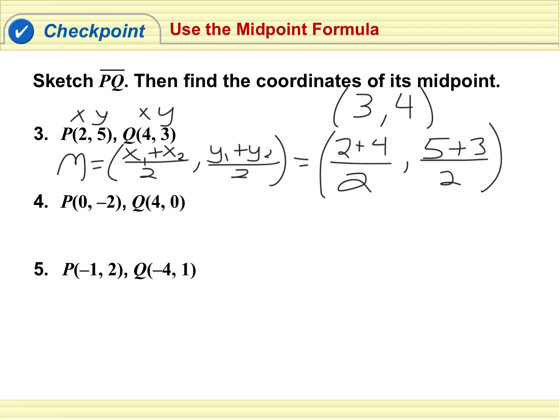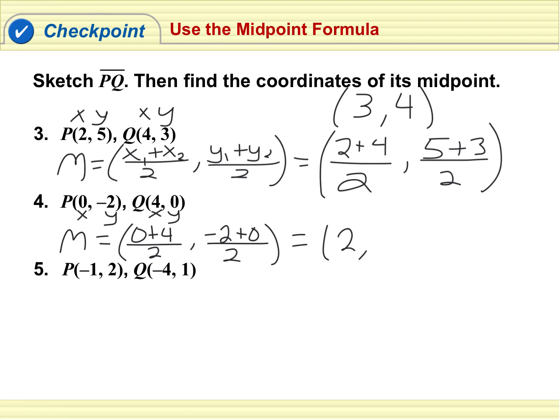All right. What's our first step when finding midpoint? Add the x's. What are the x's? What do we do with those? Good. We add them and then we divide by 2. And then what's our next step? Add the y's. What are our y's? And then we divide by 2. All right, 0 plus 4, divide by 2. Negative 2 plus 0, divide by 2. Everyone get that?